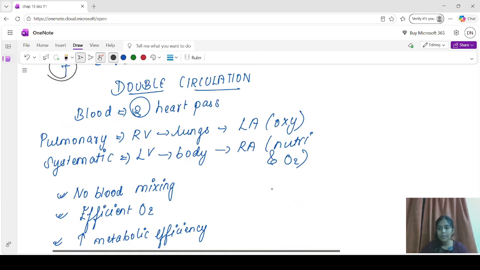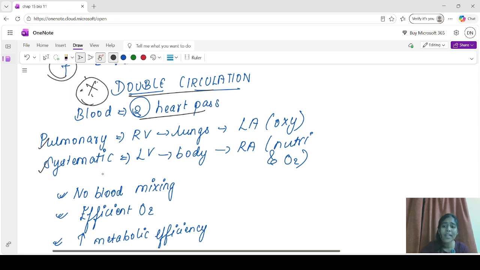Okay. Now let us see about double circulation. This is also an important topic of the lesson. In humans, blood flows through the heart twice during one complete circulation, right? So that is called double circulation. It includes two circulations, that is pulmonary circulation and systemic circulation. And this system keeps oxygenated and deoxygenated blood separate, making circulation highly efficient.